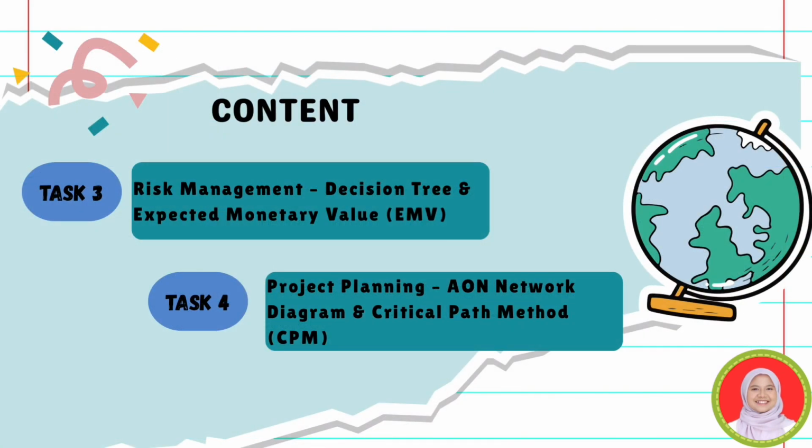Our presentation today is divided into two main tasks. Task 3 covers risk management, where we will construct a decision tree and calculate the expected monetary value, also known as EMV. Task 4 covers project planning, where we'll build an activity on node network diagram and apply the critical path method or CPM to determine the project duration and slack. I will now hand over to Eliza to begin with task 3.